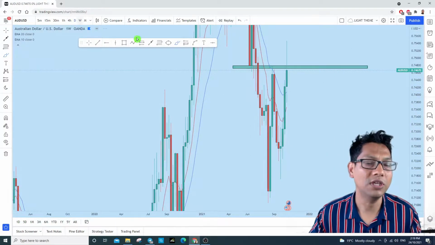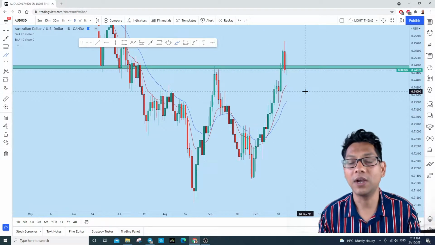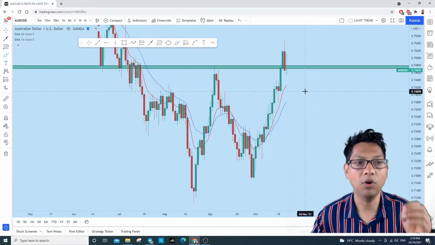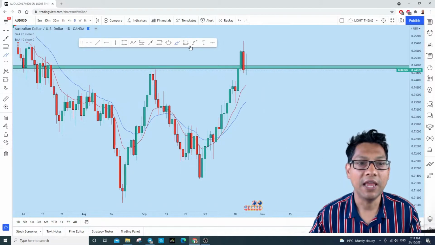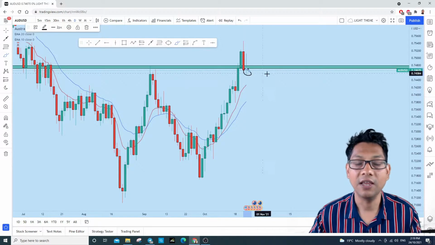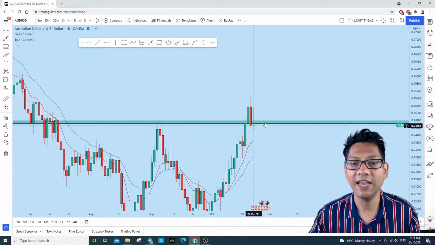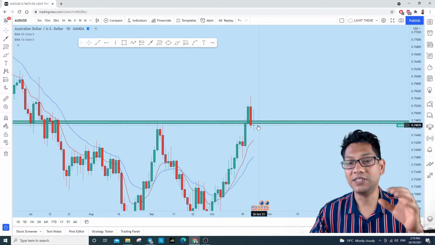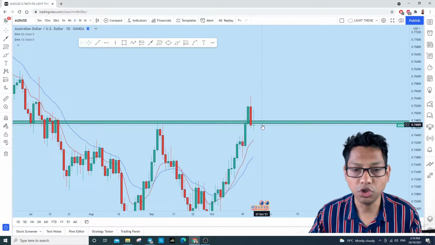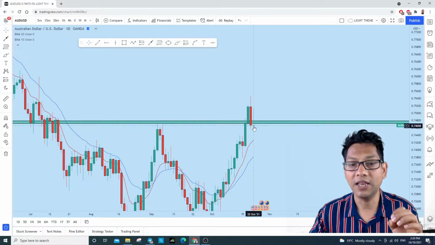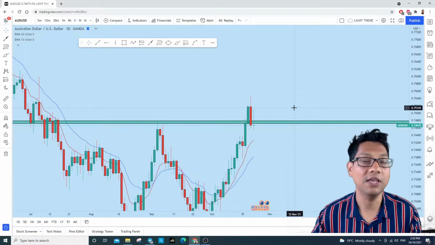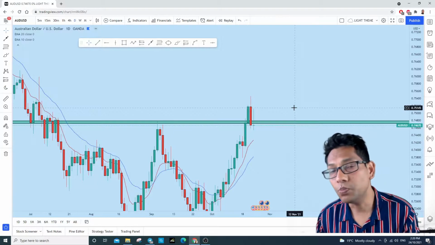Now let's go down to the daily time frame to see what kind of opportunity we have. On the daily, as you can see, AUDUSD has created an important doji. This is basically a gravestone doji created at an important level of resistance, as you can see. So what kind of price movement can we expect next week?